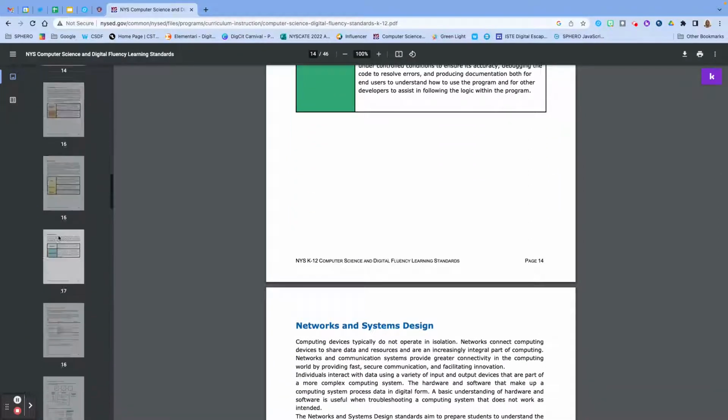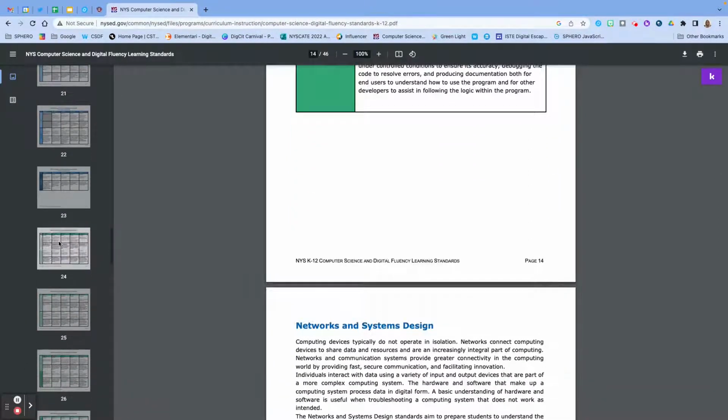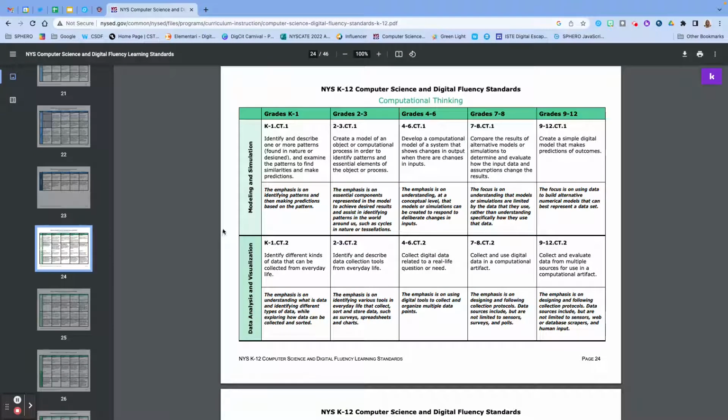So now I'm going to scroll down to page 24 of the PDF. If you're following along, scroll down to 24, where we're going to take a look at each of these standards. We're going to start with the first standard, which is modeling and simulation. You'll see that there is one standard for this sub-concept area. At the beginning for kindergarten, it starts with thinking about patterns, which is something we typically do at grades K-1. So this isn't something that might seem all that difficult. We're just going to start to think about it in terms of computational thinking.